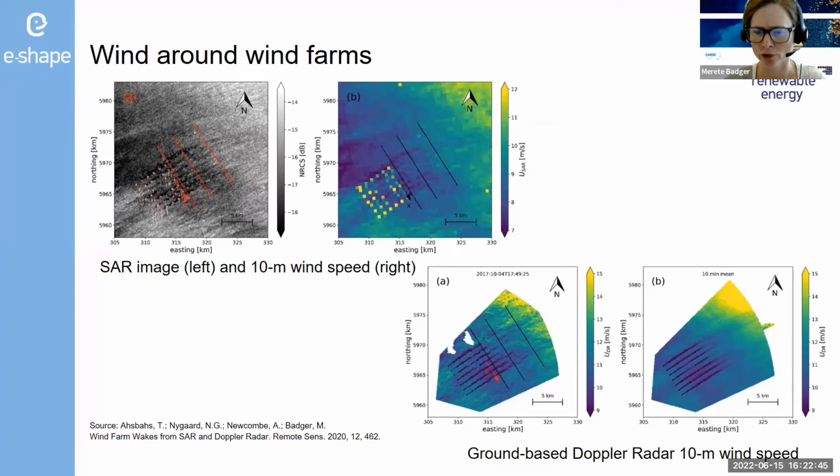We've had the opportunity to compare with ground-based Doppler radar at this site, and we see a lot of similarities. The radar observations are in the lower right corner. We cannot quite resolve the wakes of the individual turbines with SAR and EO, but we can see that the wake effects are visible in both types of maps.